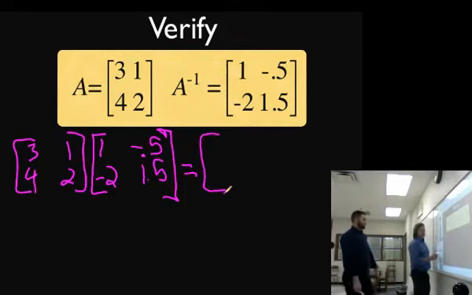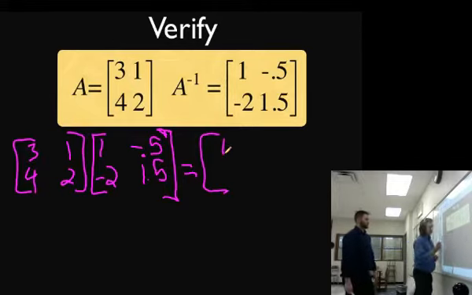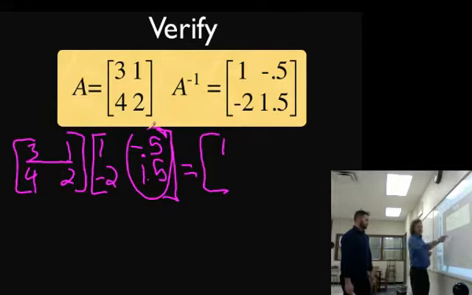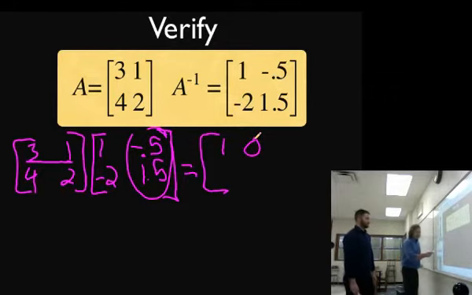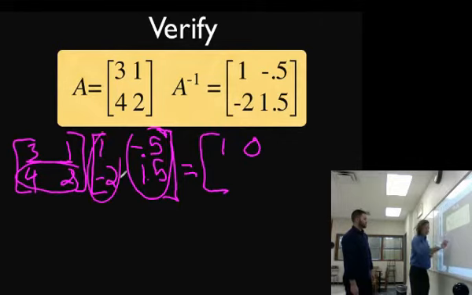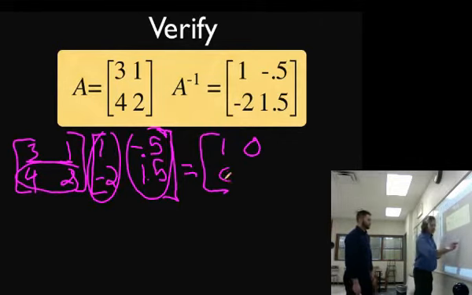All right, top row times the first column: 3 times 1, 1 times negative 2. 3 times 1 is 3, plus negative 2 is 1. Okay, fantastic. Now we'll go here and here. 3 times negative 0.5 is negative 1.5, plus 1.5 is 0. That's looking good. All right, now we'll go across this way. 4 times 1 and 2 times negative 2. So we have 4 plus negative 4, which is 0. Yay, I'm happy.